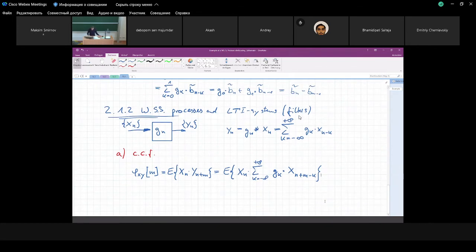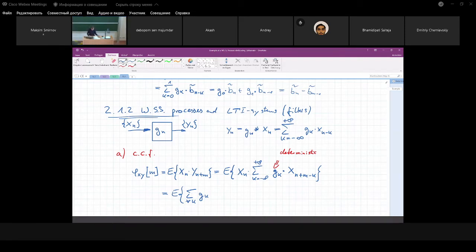Now we can say this is the same as the expected value of the sum, and I use this abbreviation for all k. This g_k is deterministic, because it describes our filter, the impulse response. It is not random, therefore it's lowercase.